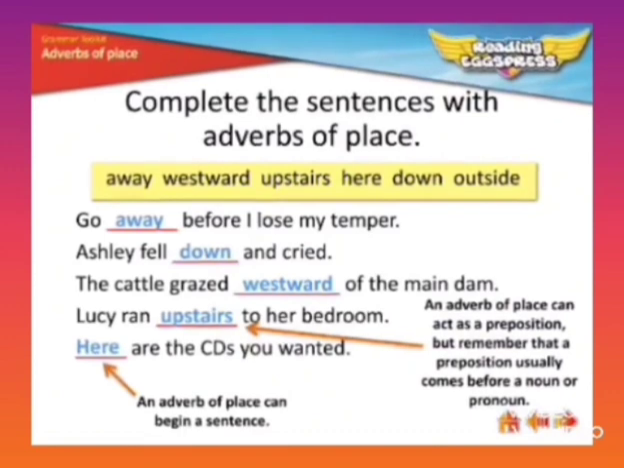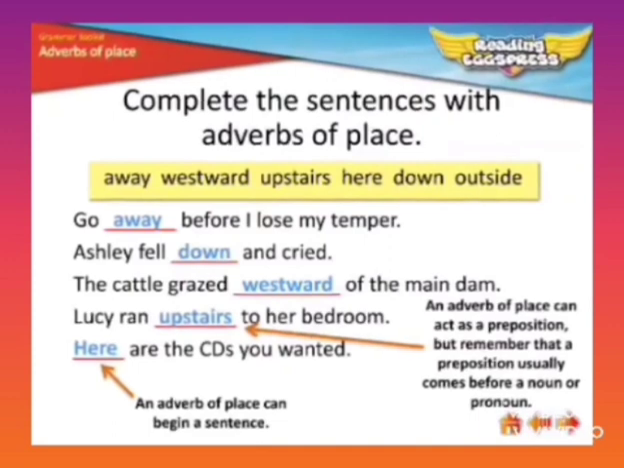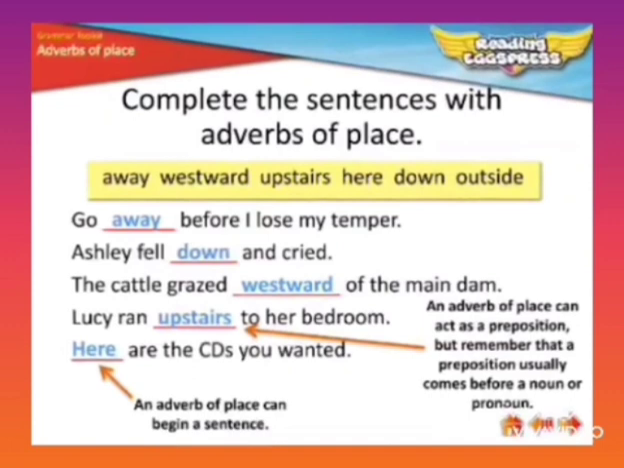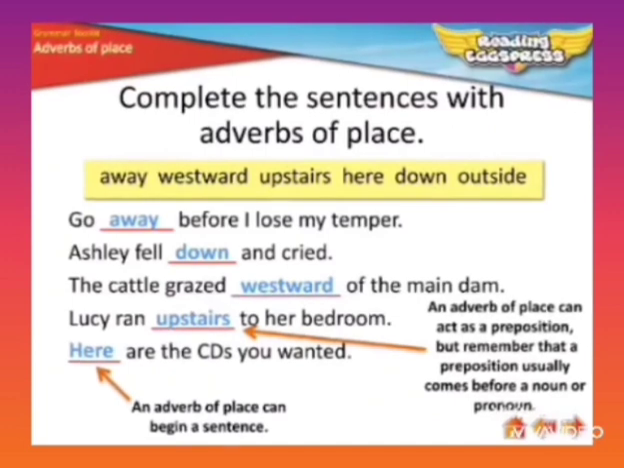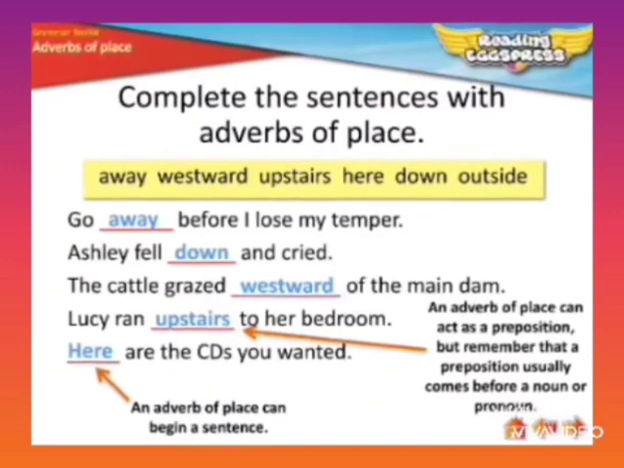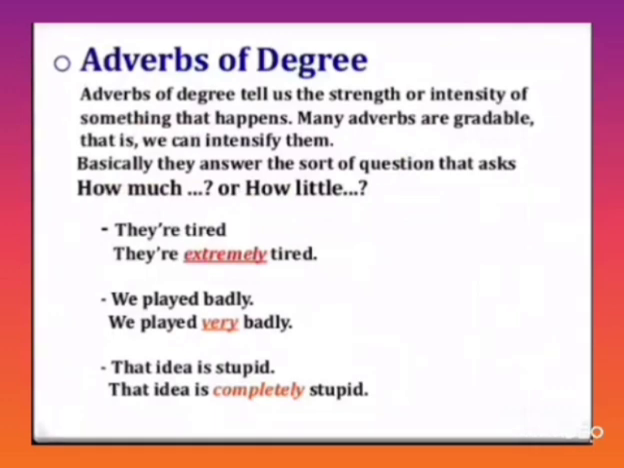Complete the sentences with adverbs of place. Go away before I lose my temper. Ashley fell down and cried. The cattle grazed westward of the main dam. Lucy ran upstairs to her bedroom. Here are the CDs you wanted. So look at the words which are underlined in red. These indicate adverbs of place.